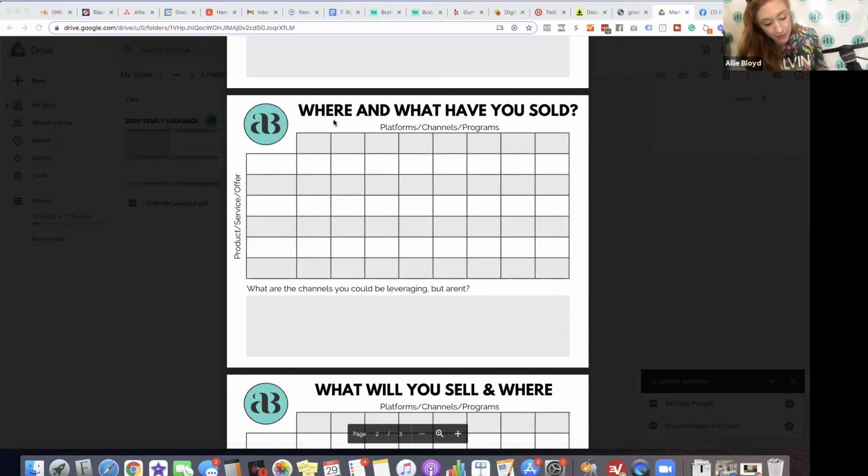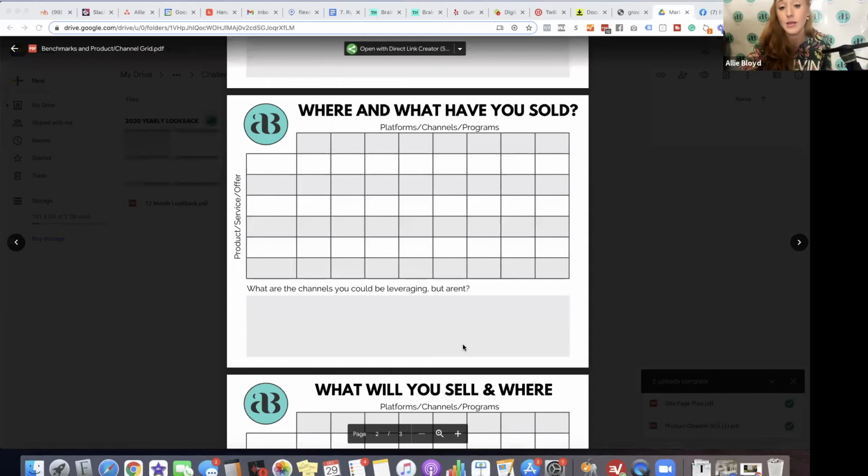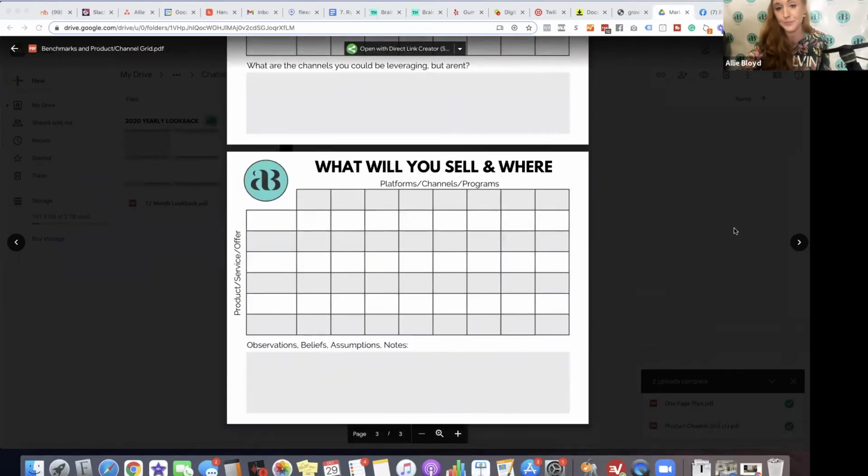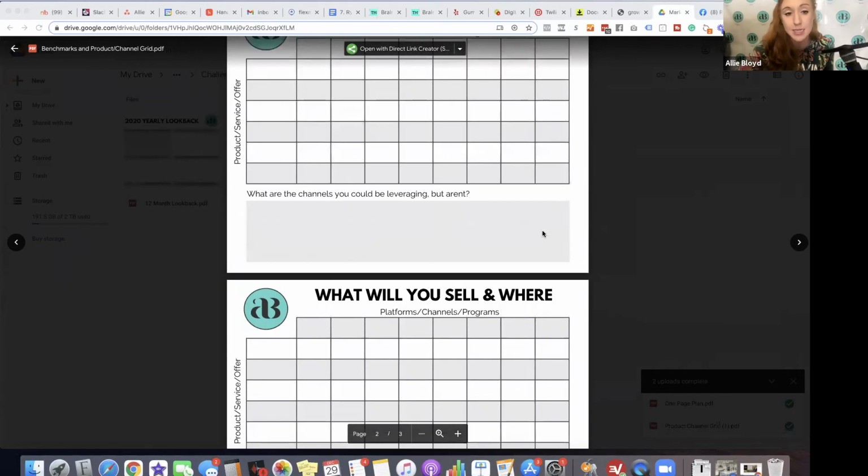Let's go ahead and fill these in either with our general ideas, if that's what we have to do, and then go back and pull that actual data later. All right, we will go ahead and move on to our next section. What will you sell in 2021 and where will you sell that? Oh, actually, we missed a section real quick.